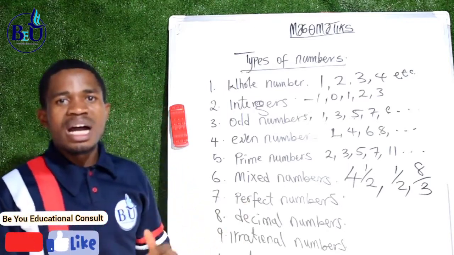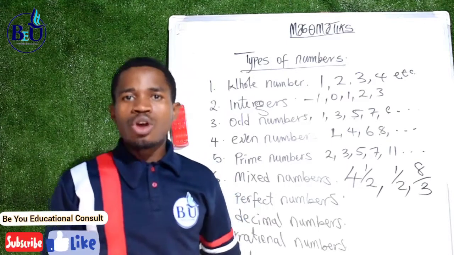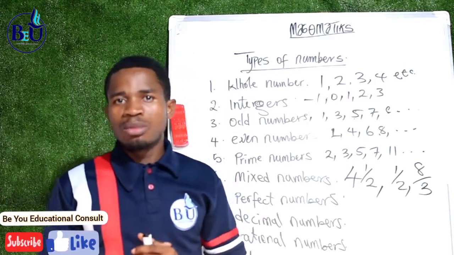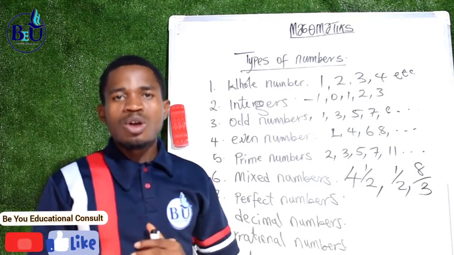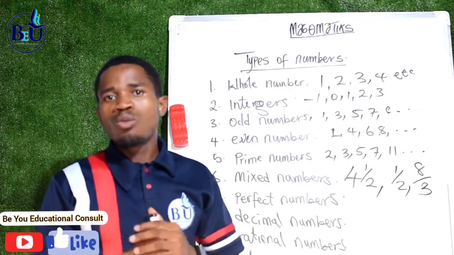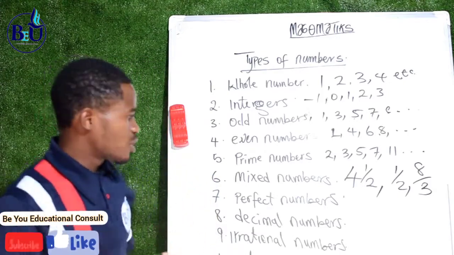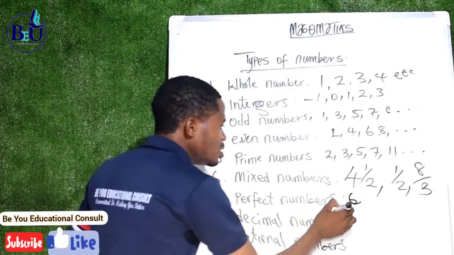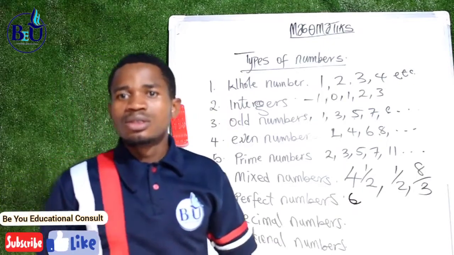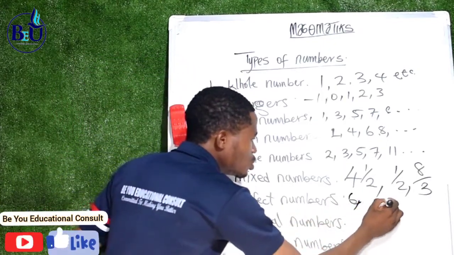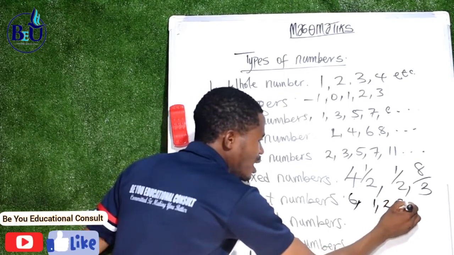Perfect numbers are numbers in which the sum of its factors is equal to the number. You don't include the number itself when we mean a perfect number. For example, 6 is a perfect number. How do we know? Factors of 6 are 1, 2, 3, and 6.